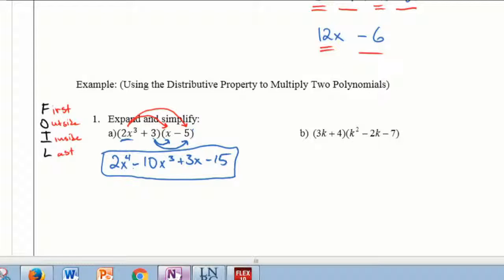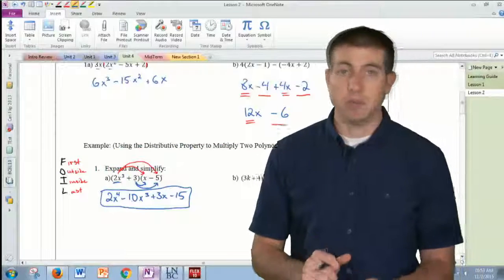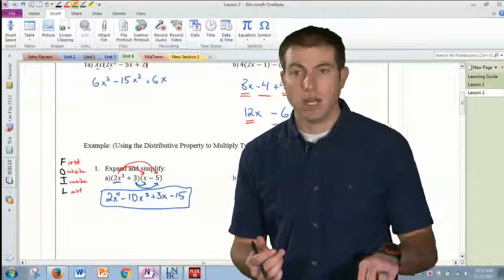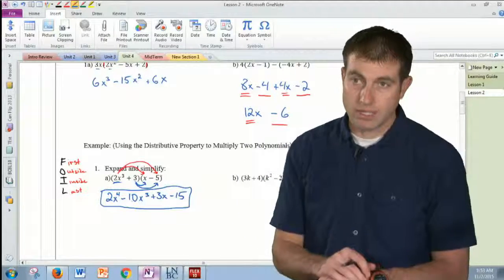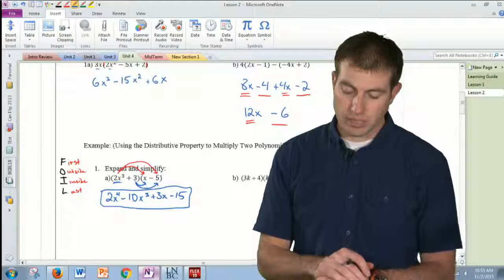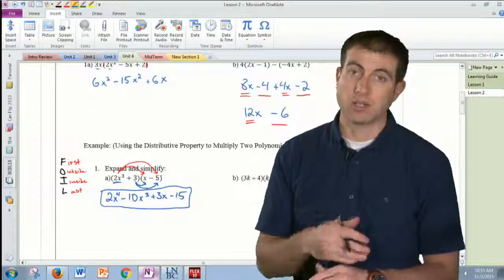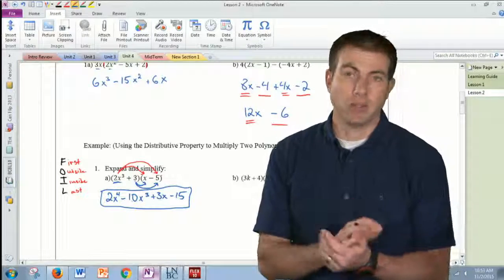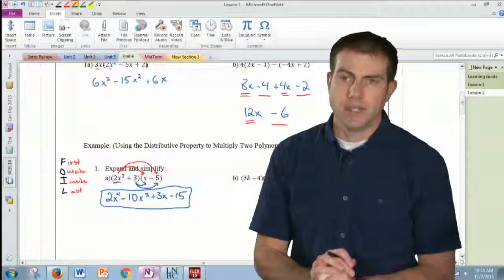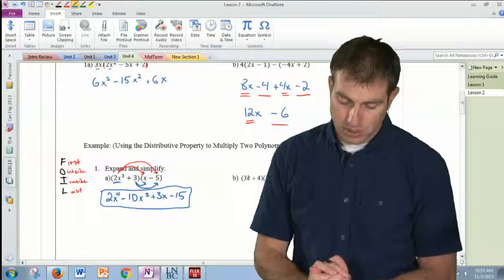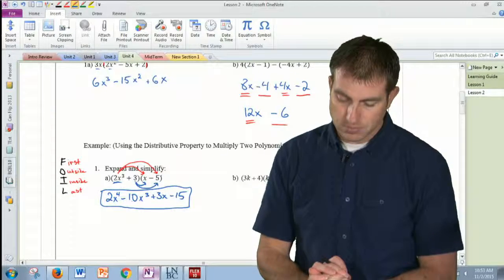If my exponents were the same, I could combine them, but they're not. My exponents are different. So I have an exponent of 4, an exponent of 3, and an exponent of 1. I can't combine those things together. They're different. So that's it. That's all I can do for that question.